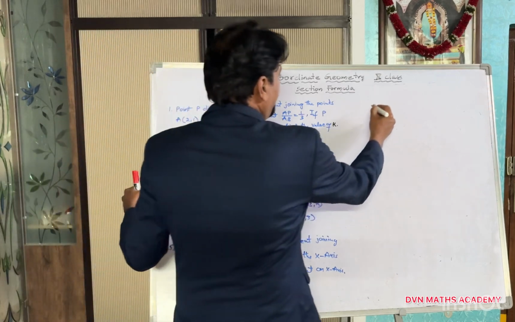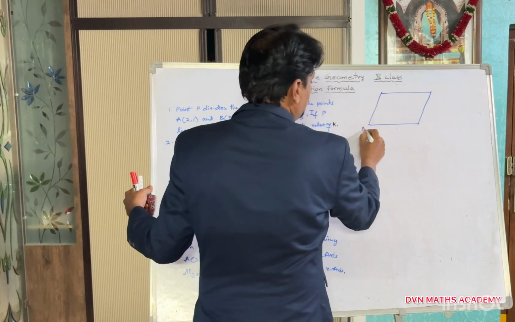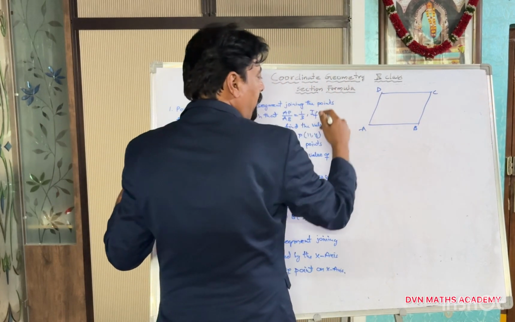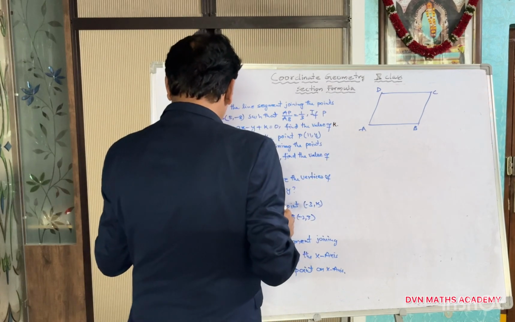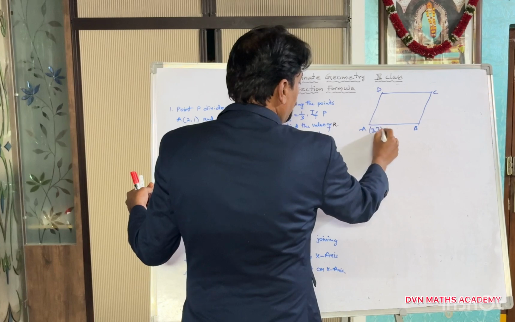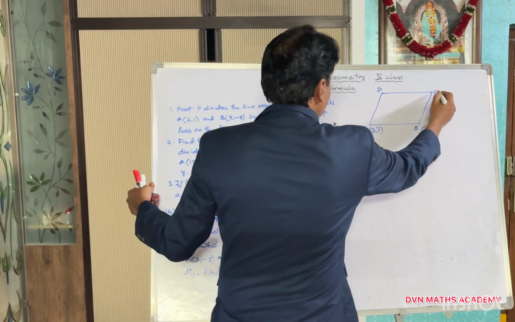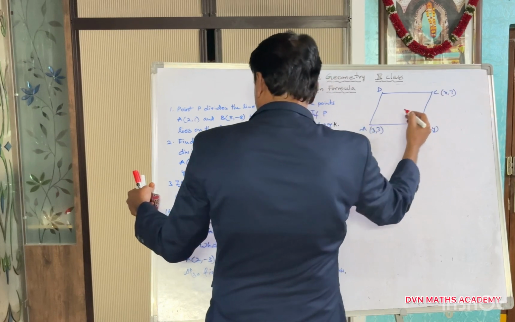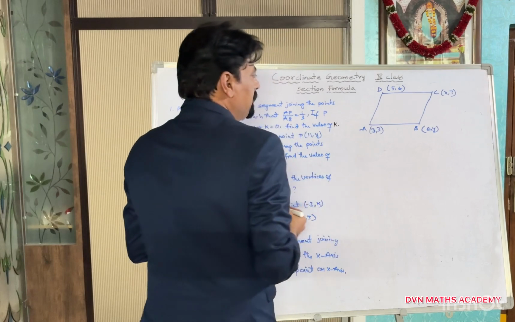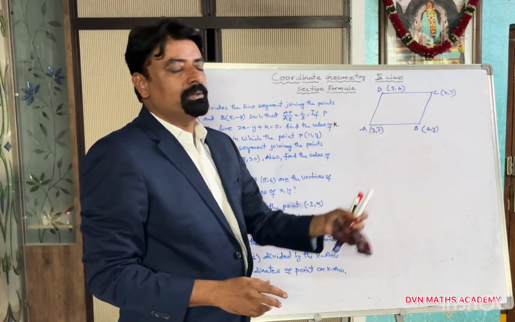Just draw a neat diagram of a parallelogram and give names to the vertices. You say A, B, C, D, taking them in order, clockwise or anti-clockwise. The first point is given as (3, 3), the second point as (6, y), the third point as (x, 7), and the fourth point as (5, 6). Now the information is that ABCD is a parallelogram, and it is asking what are the values of x and y.